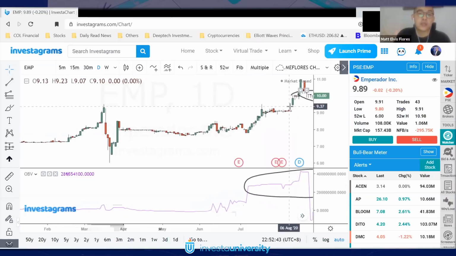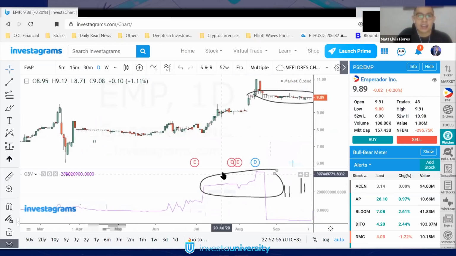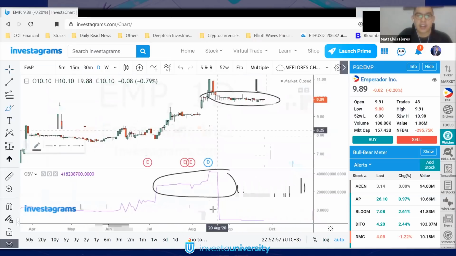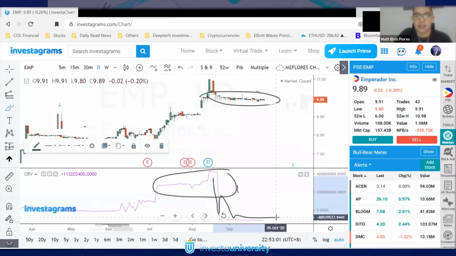Biglang may nagkaroon ng news yan, di ba? May include siya sa MSCI changes if I'm not mistaken. And then, Celon News, di ba? Nagkaroon ng selling. So this is at least bad for me.